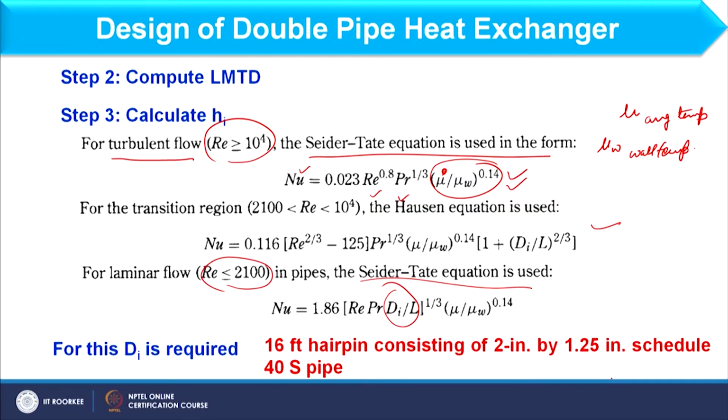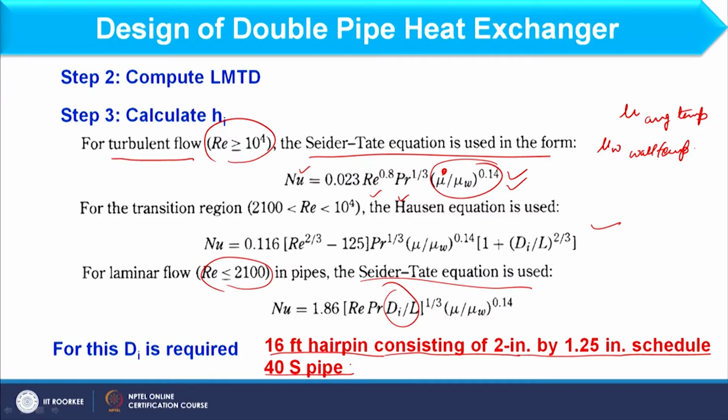Next we have to decide the diameter, the inner diameter of the pipe. Now the question is how we will decide that. To give an example, we are considering a 16 feet hairpin consisting of 2 inch by 1.25 inch schedule 40S pipe. So this is basically the dimension and you have to choose the pipe accordingly, you have to choose the tube accordingly. So what is the meaning of this 16 feet hairpin?